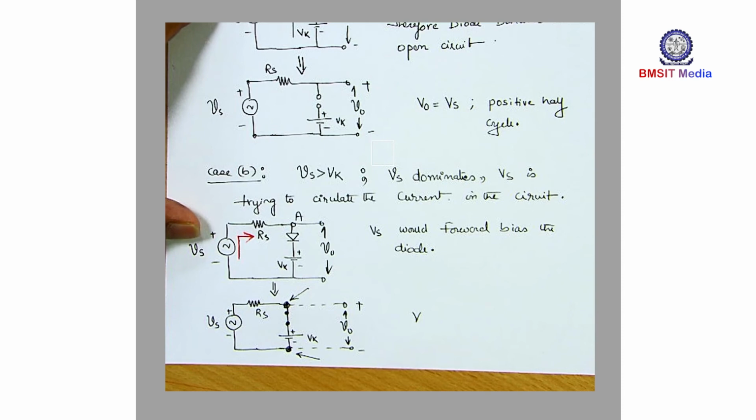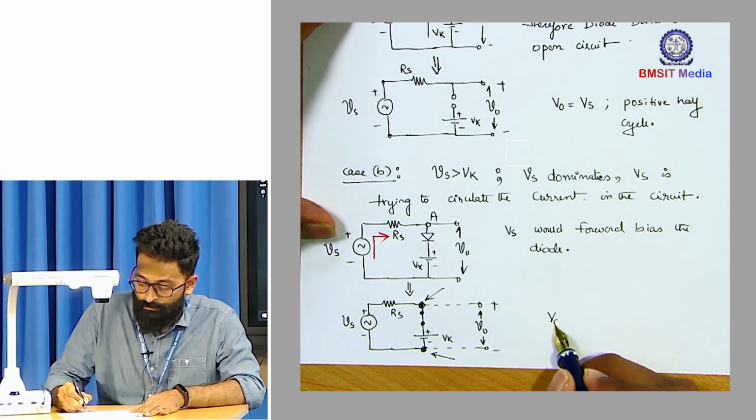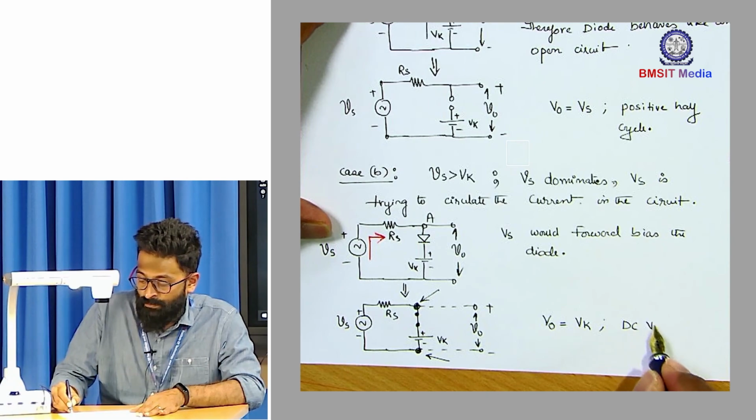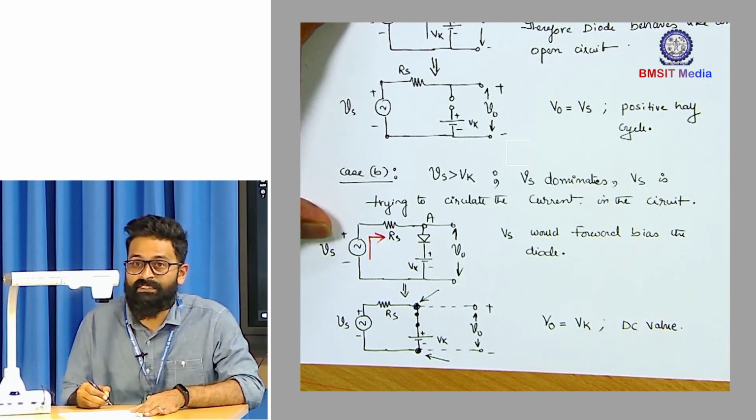Now, what is V0? You can clearly observe that V0 is measured across this node and this node. Between these two nodes, Vk is present. So your output voltage V0 is nothing but Vk. So V0 is equal to Vk, that is the DC value.